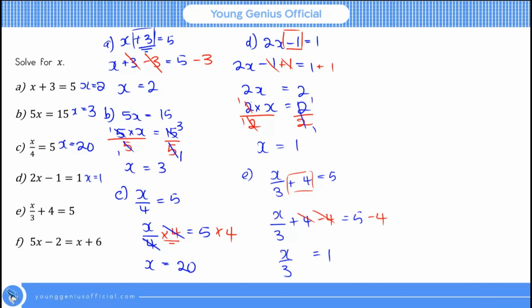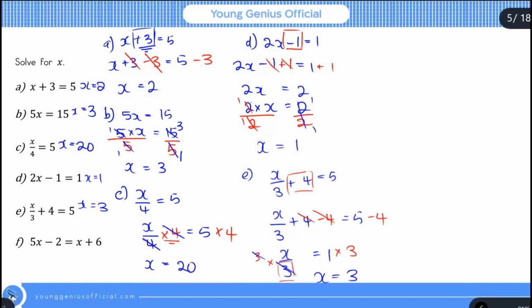And so x divided by 3, we need to get rid of that 3. And to get rid of this 3, we will do the opposite of the operation which is being done right now. So x divided by 3, to get rid of that 3, we'll multiply by 3. What you do to one side, you do to the other side. And so that cancels that. And x is equal to 1 times 3, which is 3. So x is equal to 3.